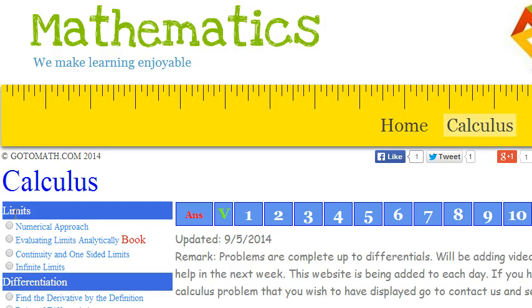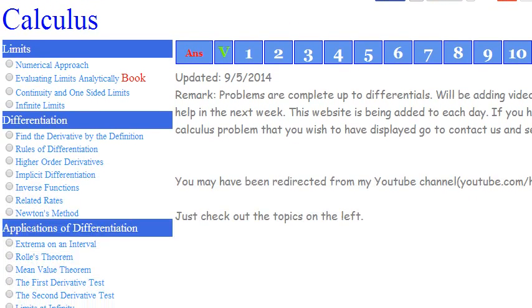Alright, we're looking at the section on limits, and we're first starting off with solving limits using a numerical approach. And of course we'll be moving down to evaluating limits analytically, and we'll talk about that on this particular problem here also.